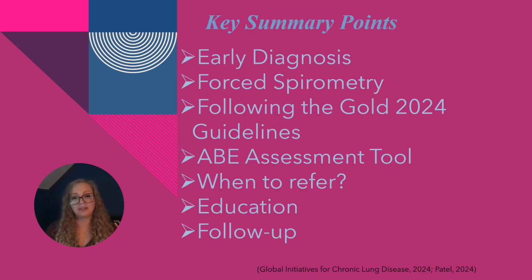Some key points that I wanted to reiterate include early diagnosis of COPD is of utmost importance to improve patient outcomes. Forced spirometry is the gold standard for diagnosing COPD. So that's going to be your ratio of FEV1 divided by FVC. And if your patient is less than 0.7, then they have COPD with other symptoms. You're going to use the GOLD 2024 as your treatment guidelines. The ABE assessment tool is going to classify your patients by severity and help you order the medications for appropriate treatment.